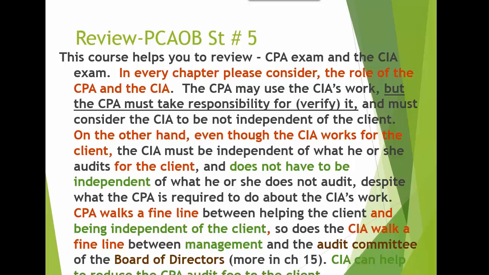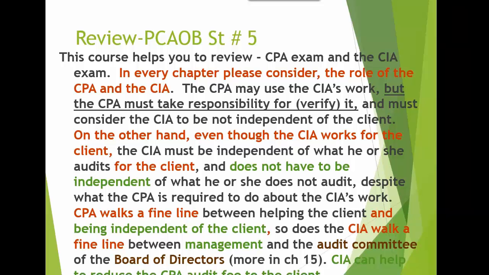Now, the reality is that the CIA doesn't have to be independent for everything. In fact, the internal auditor may work in a consulting role, and in this consulting role, the internal auditor is actually making recommendations, maybe even writing policies and procedures. But we want to make sure that if an auditor writes the policies and procedures, that's not the auditor that ultimately then tests the controls within that department.